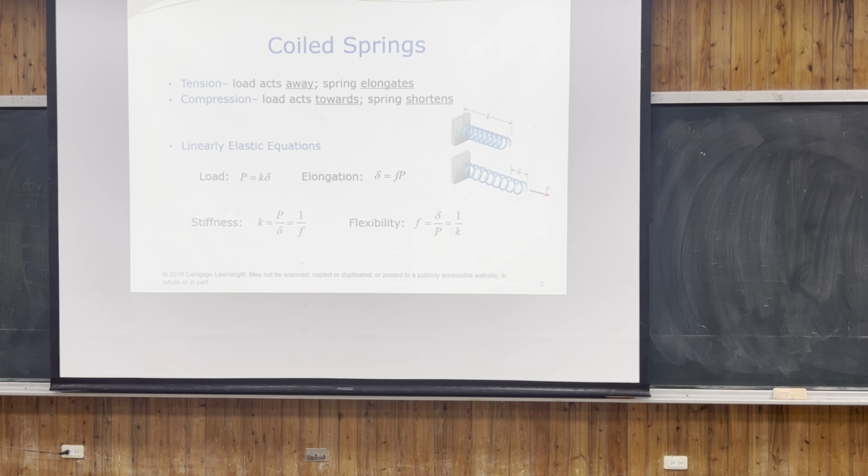So there's a definition of what stiffness is. It's basically P over delta. Just keep in mind that is the definition of stiffness and flexibility. You have to be careful since stiffness and flexibility are really similar, but they are opposites, right?